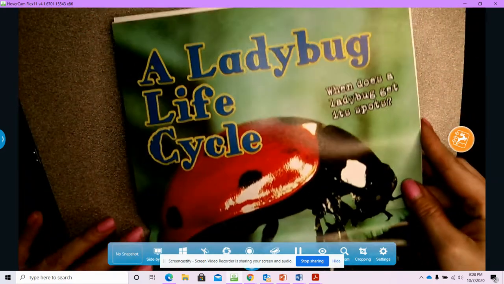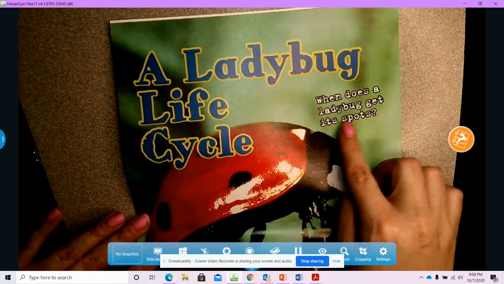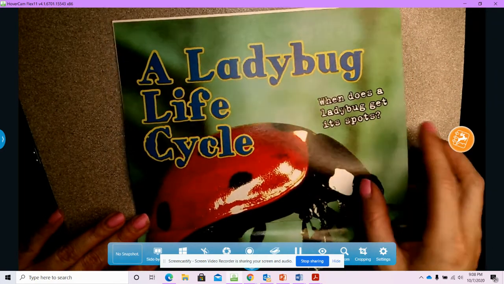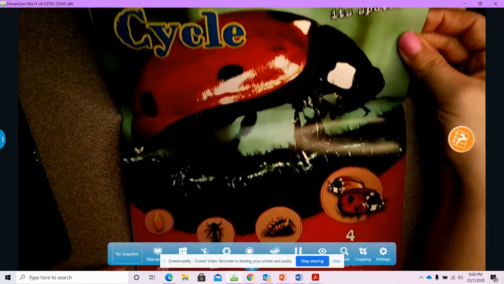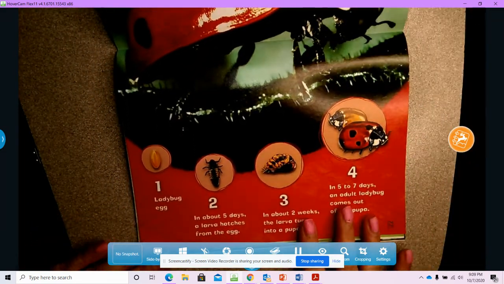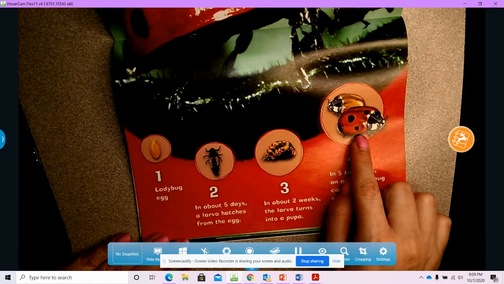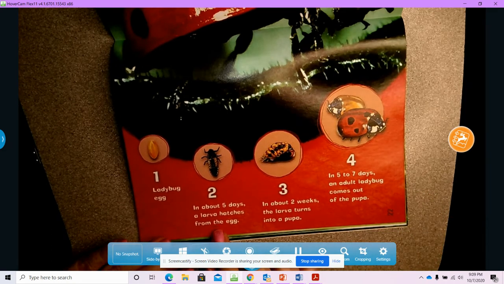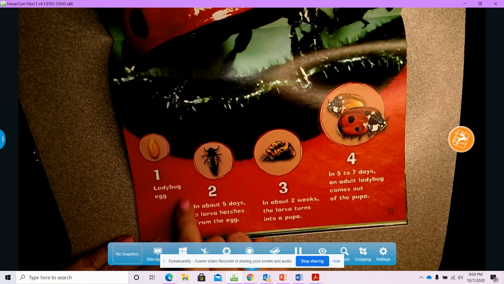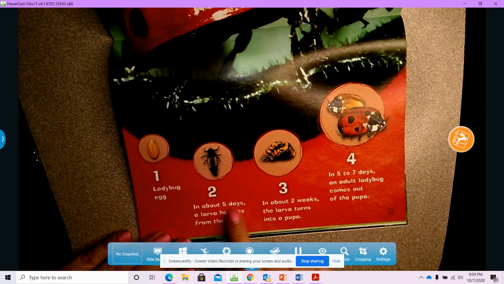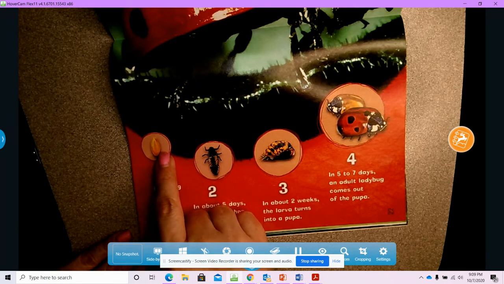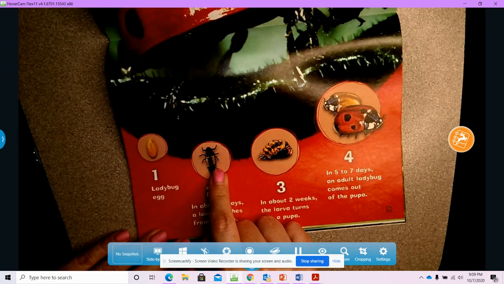A ladybug life cycle. When does a ladybug get its spots? So we just talked about that. It's not born with its spots. So let's see what the steps are to get to become a ladybug. And these could be some interesting facts too. 1, the ladybug hatches an egg. 2, in about 5 days, a larva hatches from the egg. So from an egg, it turns into a larva.